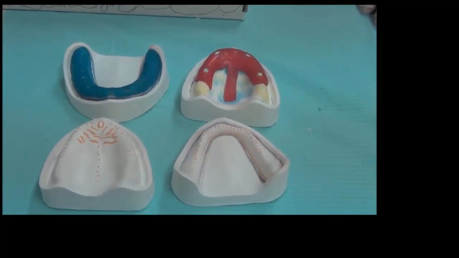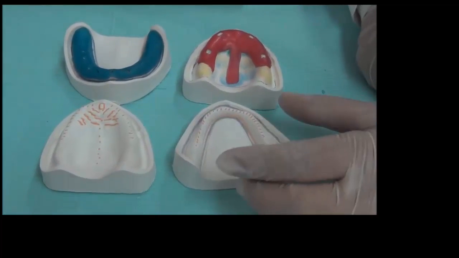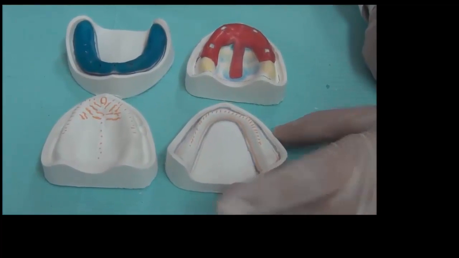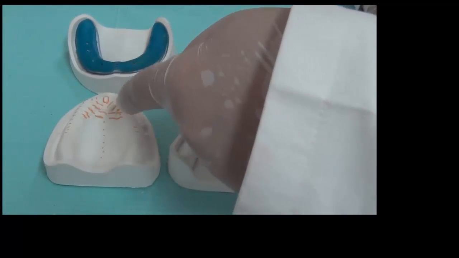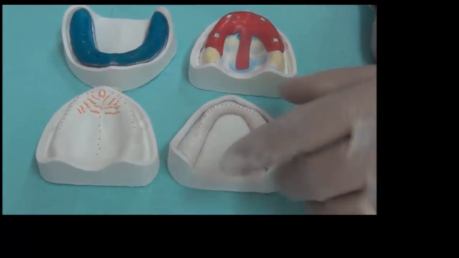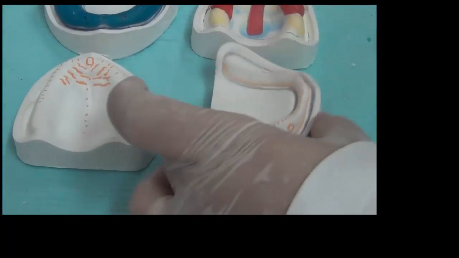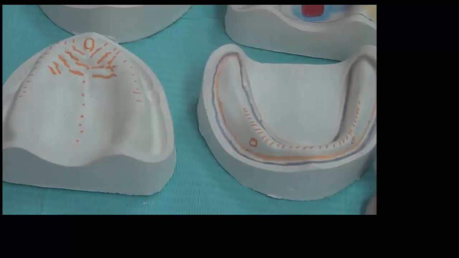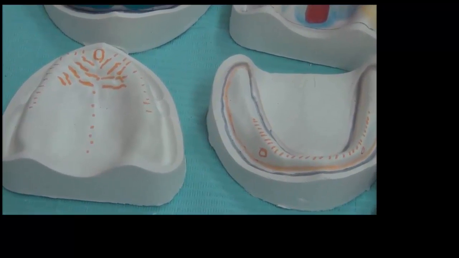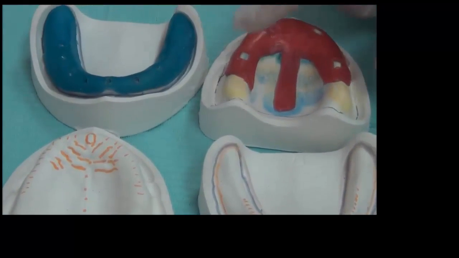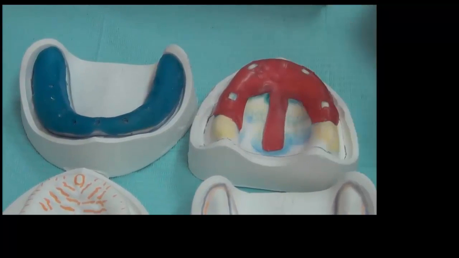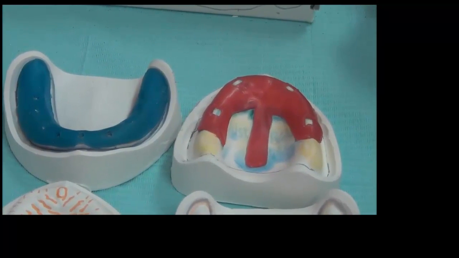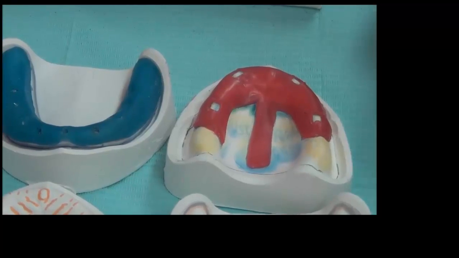So once I understood the different reasons why we need to relieve these areas in orange, these are all the relief areas in the upper and the lower, we now understand why we need to put a spacer. We could relieve in different ways. Putting a spacer and then removing it before impression does this relief.